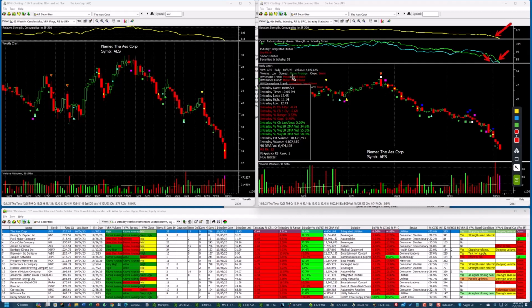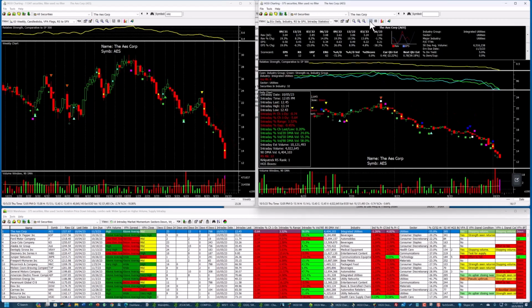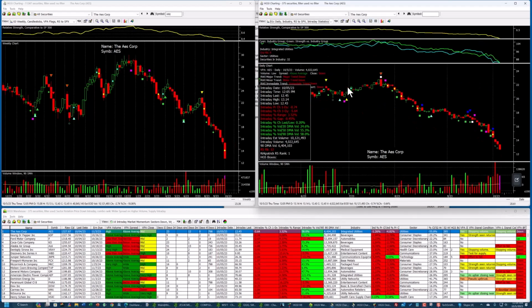What's it doing today? Volume is relatively low. Well, here it is. The volume's clear down here, but this is projected volume. Spreads above average and the close is down. Now look at this thing. It has just been in a free fall. Take the drawings off. Integrated utilities. Maybe they missed a dividend payment or something, but it's really been in a bad way.